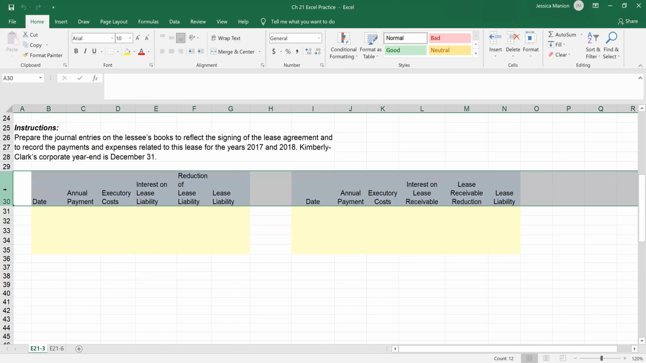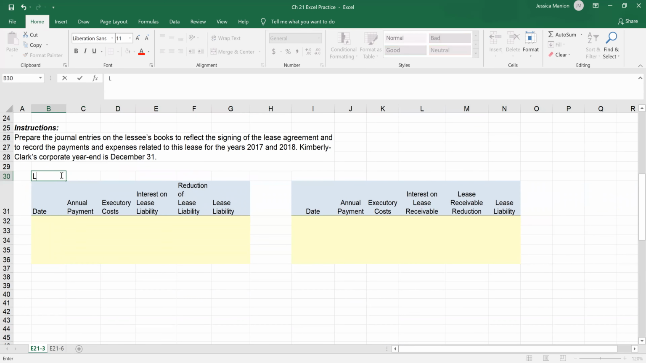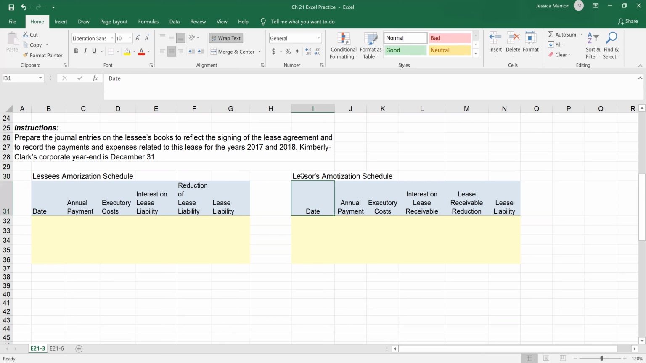And actually, I'm just going to insert a row up here, and I'm going to say this is the leasee's amortization schedule. And then this is going to be the leaseor's amortization schedule. So we're going to do it, again, from both sides of the transaction.